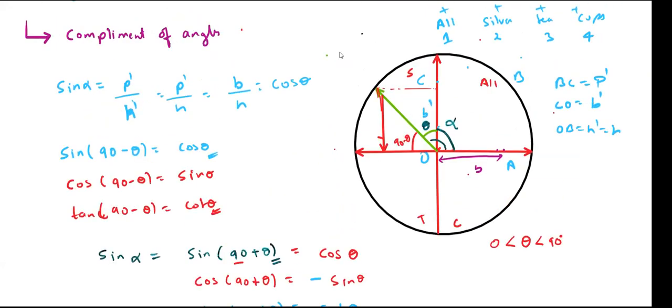Now, let me ask you one thing. Sir, here 90 degree plus alpha is what angle? This total angle alpha is this angle. Let me remove this 90 degree minus theta and write it as, suppose, x. So can I write angle alpha as 180 degree minus x? Yes or no?